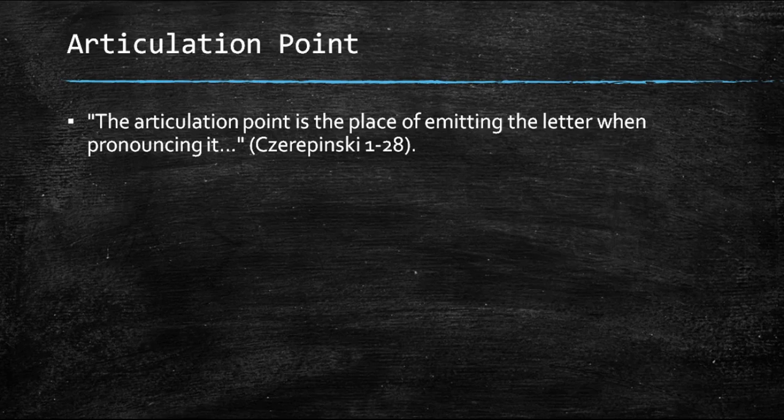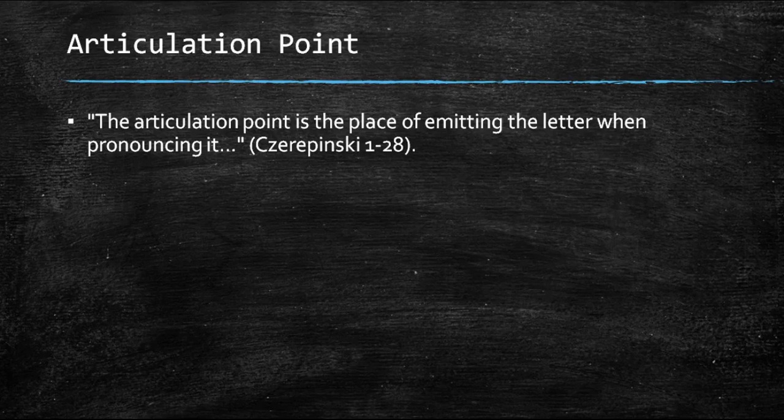This is the theory. The articulation point is the place of emitting the letter when pronouncing it. Some might add to this, and I don't want to mention the names of these people who added this, because it is out of politeness not to mention people's names when criticizing what they have written, because they have too many good deeds that you must point to by mentioning their names, and not mentioning their names when you criticize them.